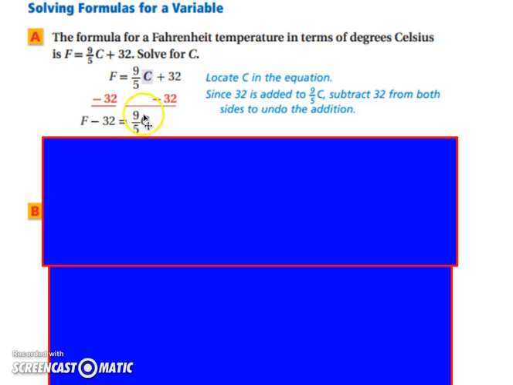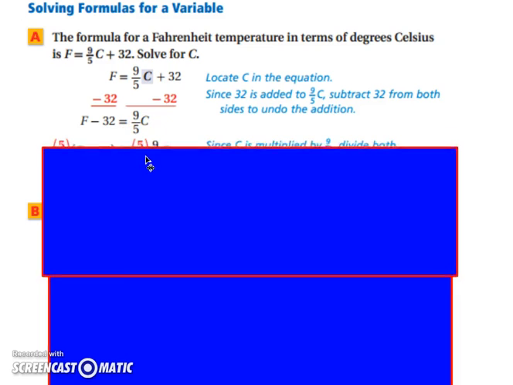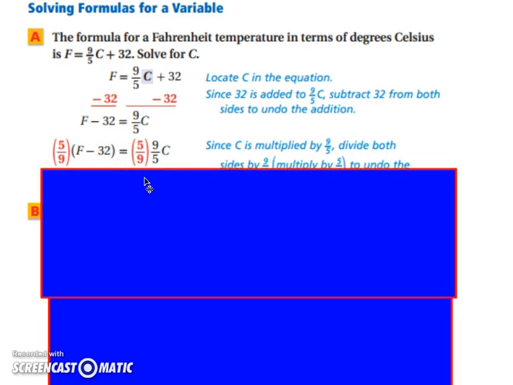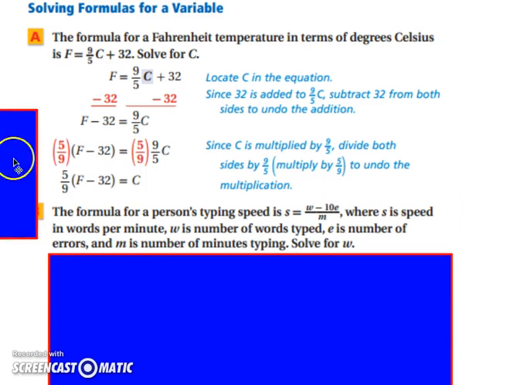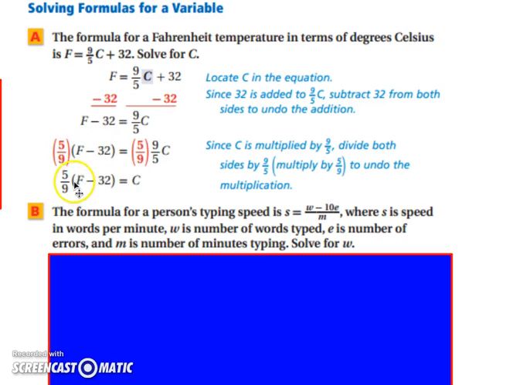We want to still get C by itself, so we're going to multiply both sides of the equation by 5/9. And now we can just merely simplify. So 5/9 times (F minus 32) equals C. You can distribute the 5/9 if you wish, but it's fine to leave it where it's at. Take a moment and try B on your own.